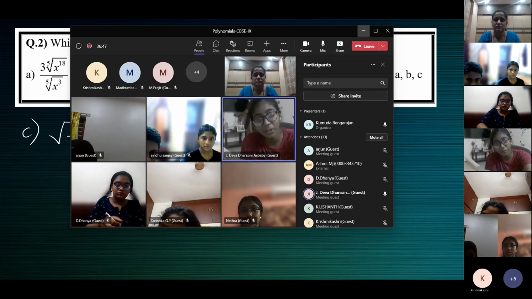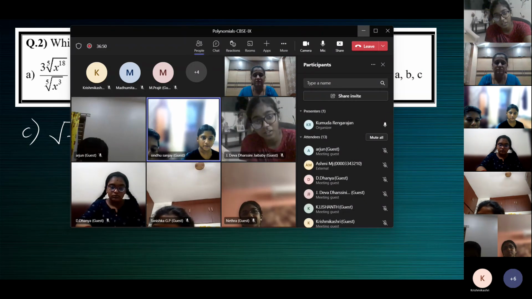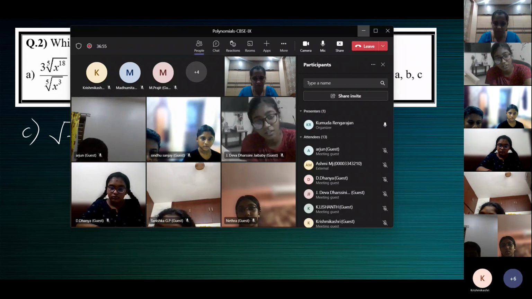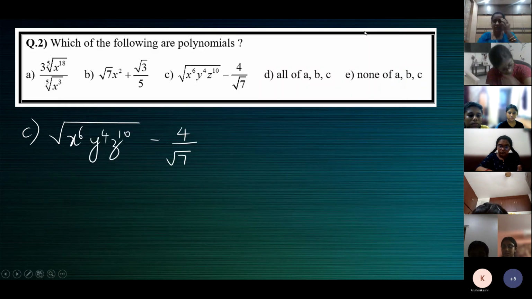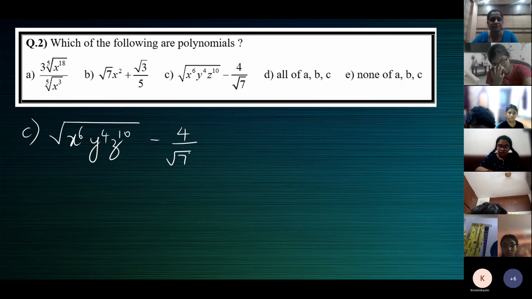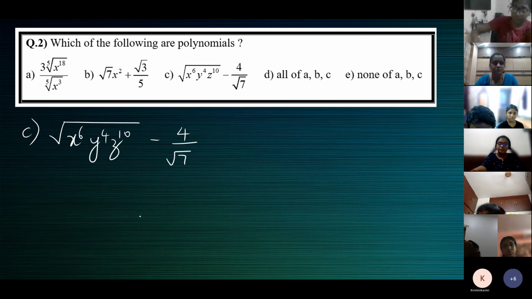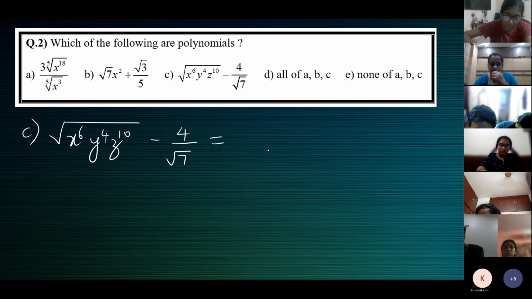Ma'am, I think we can do it. Okay, Devadarshini says we can. What about Sindhu? We can. Okay. Yes, Devadarshini, you can try first. How do you simplify? Ma'am, in the variables x to the power 6, y to the power 4, z to the power 10, we can cancel with 2, ma'am.